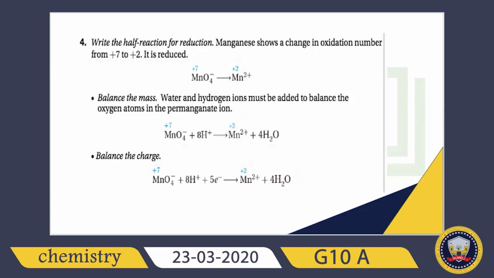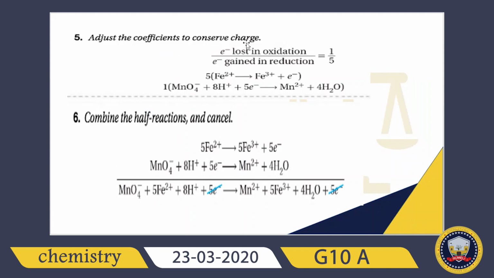Then, okay, what do we do next? As we learned before, we conserve the charge. So we write the ratio of electrons lost in oxidation to the electrons gained in reduction. So it is 1 to 5. What do we do now? We multiply the oxidation reaction by 5, and we multiply the reduction by 1 to conserve charge. So the number of electrons on the left equals the number of electrons on the right.